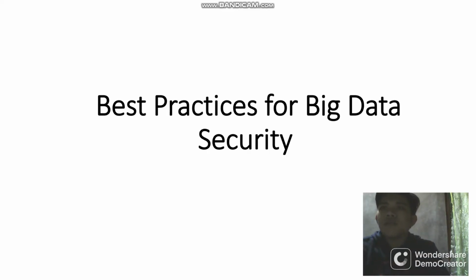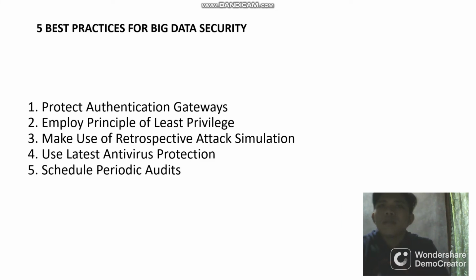Best practices for big data security. Five best practices for big data security. One, protect authentication gateways. Two, employ the principle of least privilege. Three, make use of retrospective attack simulation. Four, use the latest antivirus protection. Five, schedule periodic audits.